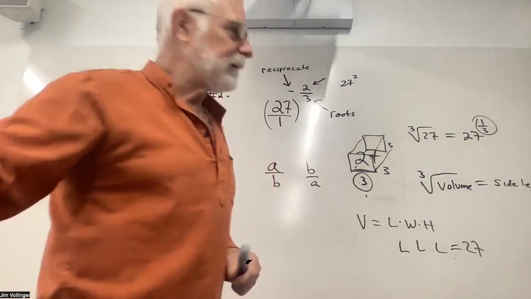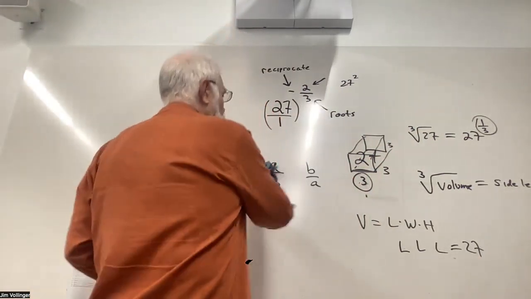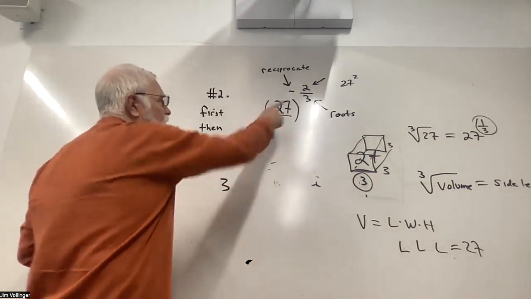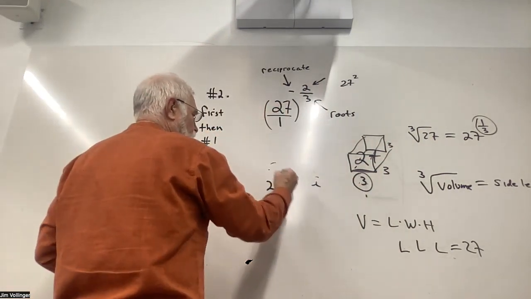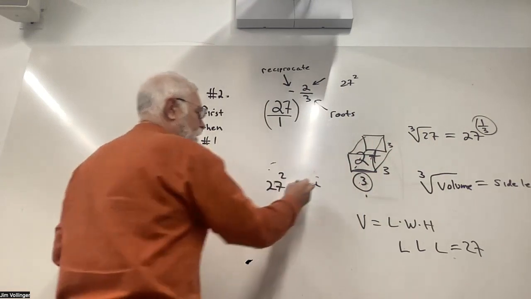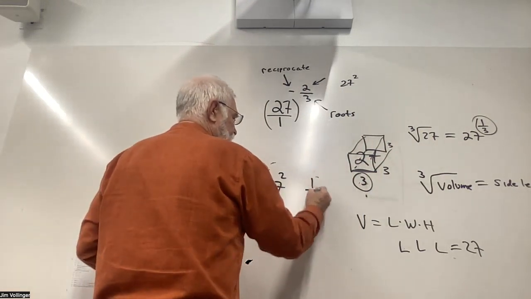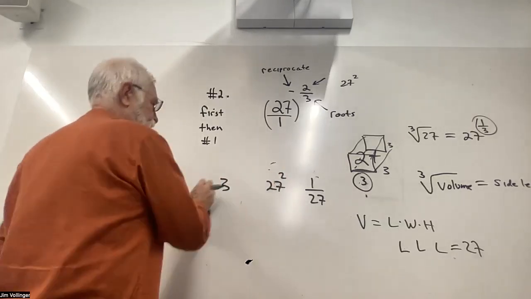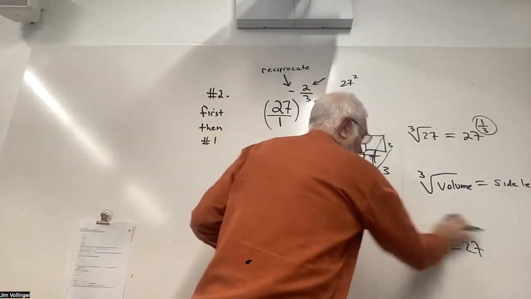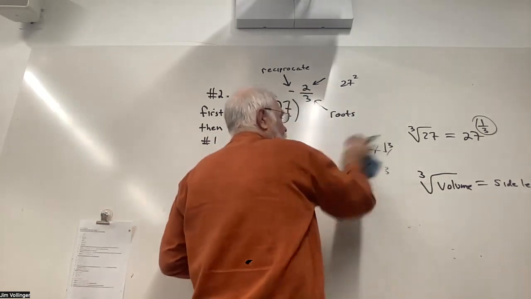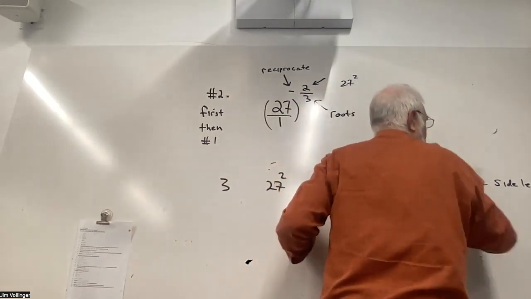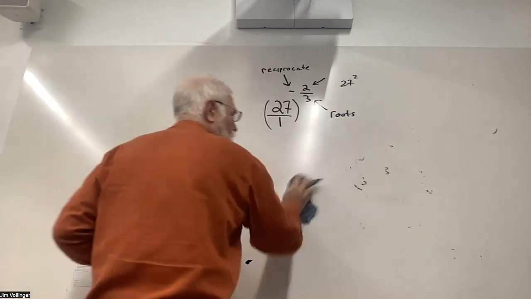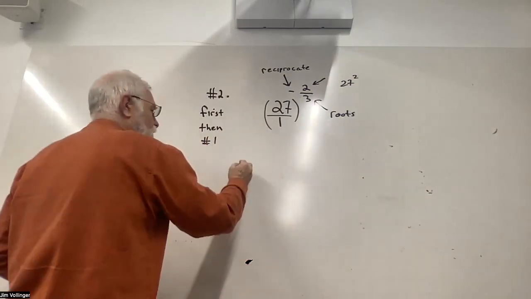All right, so the cube root of 27 is 3. 27 squared, I don't know off the top of my head. And flipping 27 gives us 1 over 27. Which of these would you like to do first? I would think you would do the cube root of 27. All right, so let's erase that and write the problem, and then the order in which we do things is our choice.